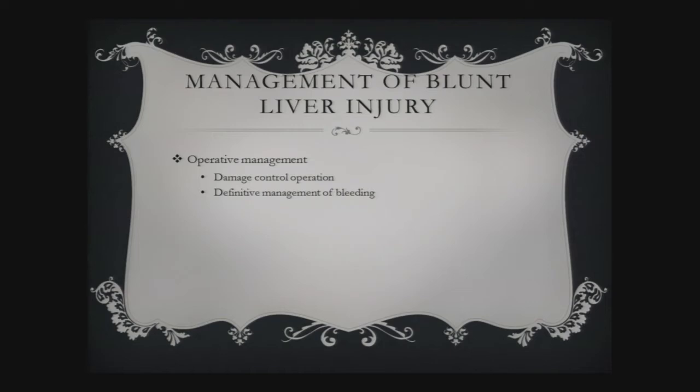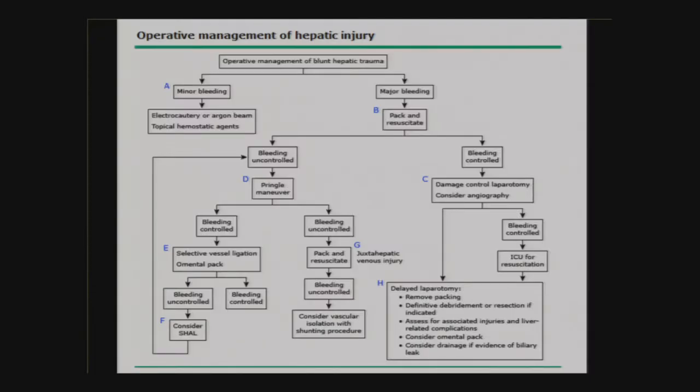There's two kind of ways to deal with it. It's damage control, and there's definitive management of the bleeding. I'm not really going into operative management in this lecture that much, but this is kind of the scheme of things. If you have minor bleeding versus major bleeding, minor you can control with electrocautery, argon beam, but major bleeding you're going to need to pack and resuscitate.